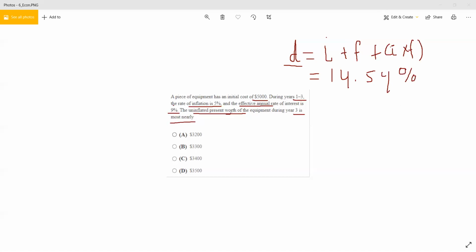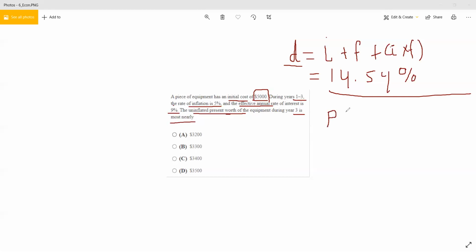Now what? We want to get uninflated present worth. Well, we got the interest rate, so that's good. We want the present worth of something that was $5,000, and we want it during year 3. So we're going to be going from all the way to year 3. This one is worded very strangely, in my opinion, because it's asking for the present worth of something that had an initial cost of $5,000 in year 3. I don't know about you, but that seems to me like a future kind of thing. But I assure you, that's not how you calculate it. It's weird.